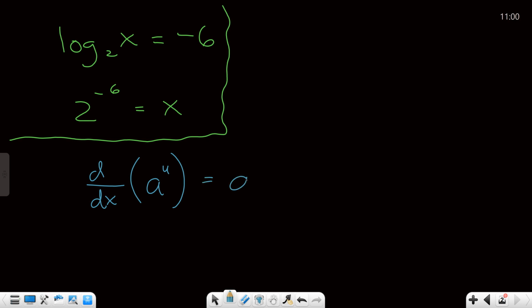You get a nice little formula here. A to the u times the natural log of a times du dx. How is that different than e to the u? Well, the only thing that's different there is obviously instead of an e you have an a, but we're including the natural log of a in that case. You've got to take the natural log of that base.